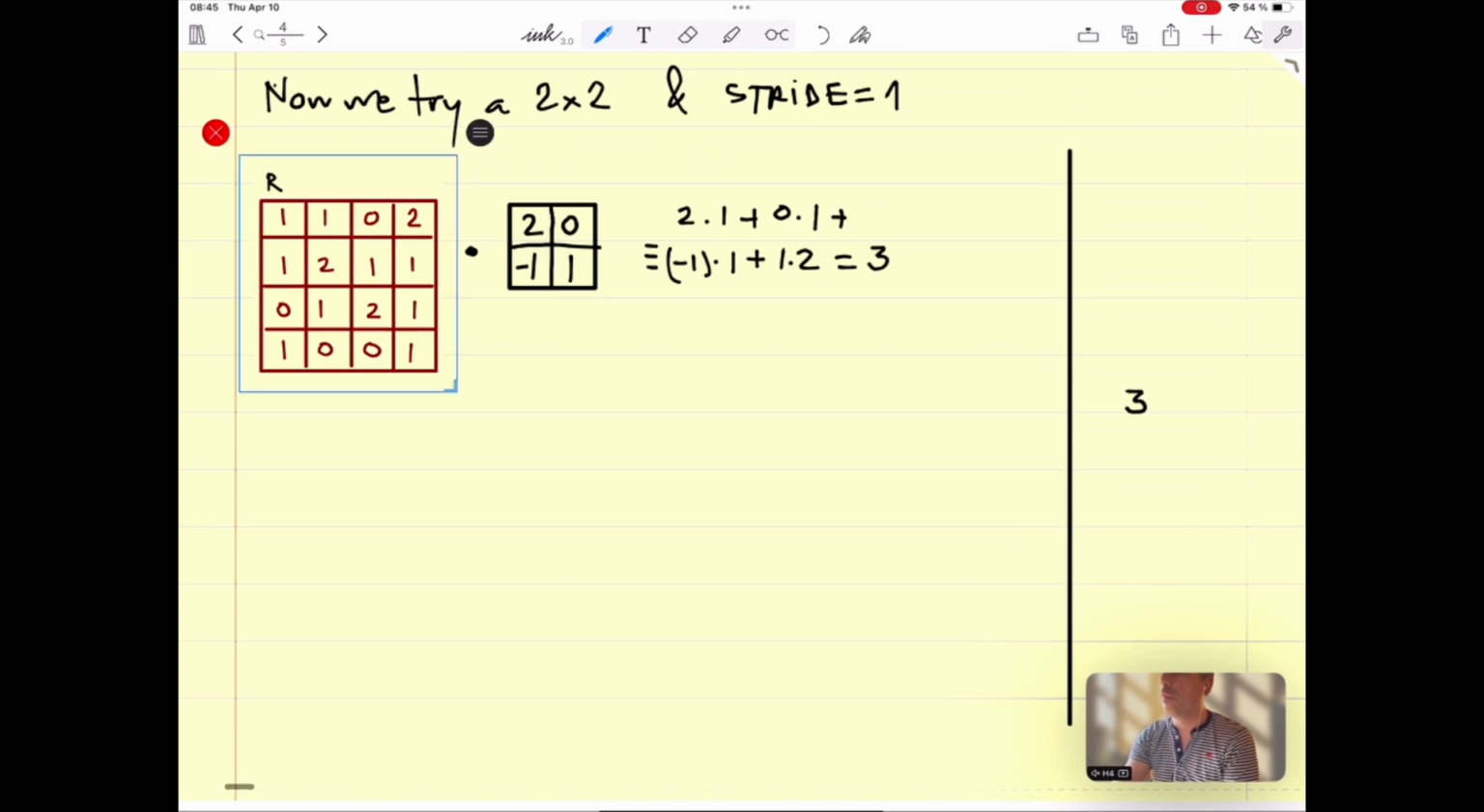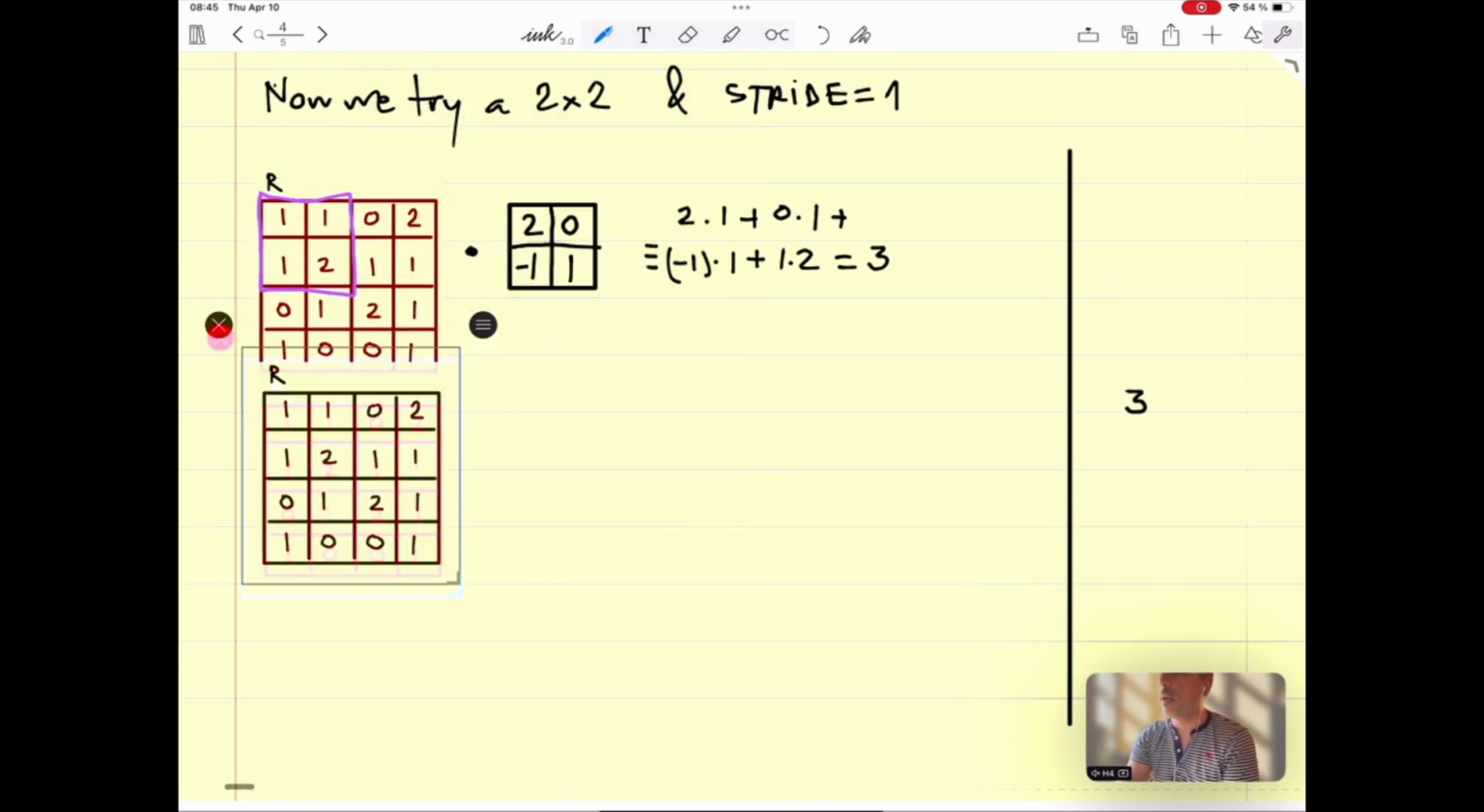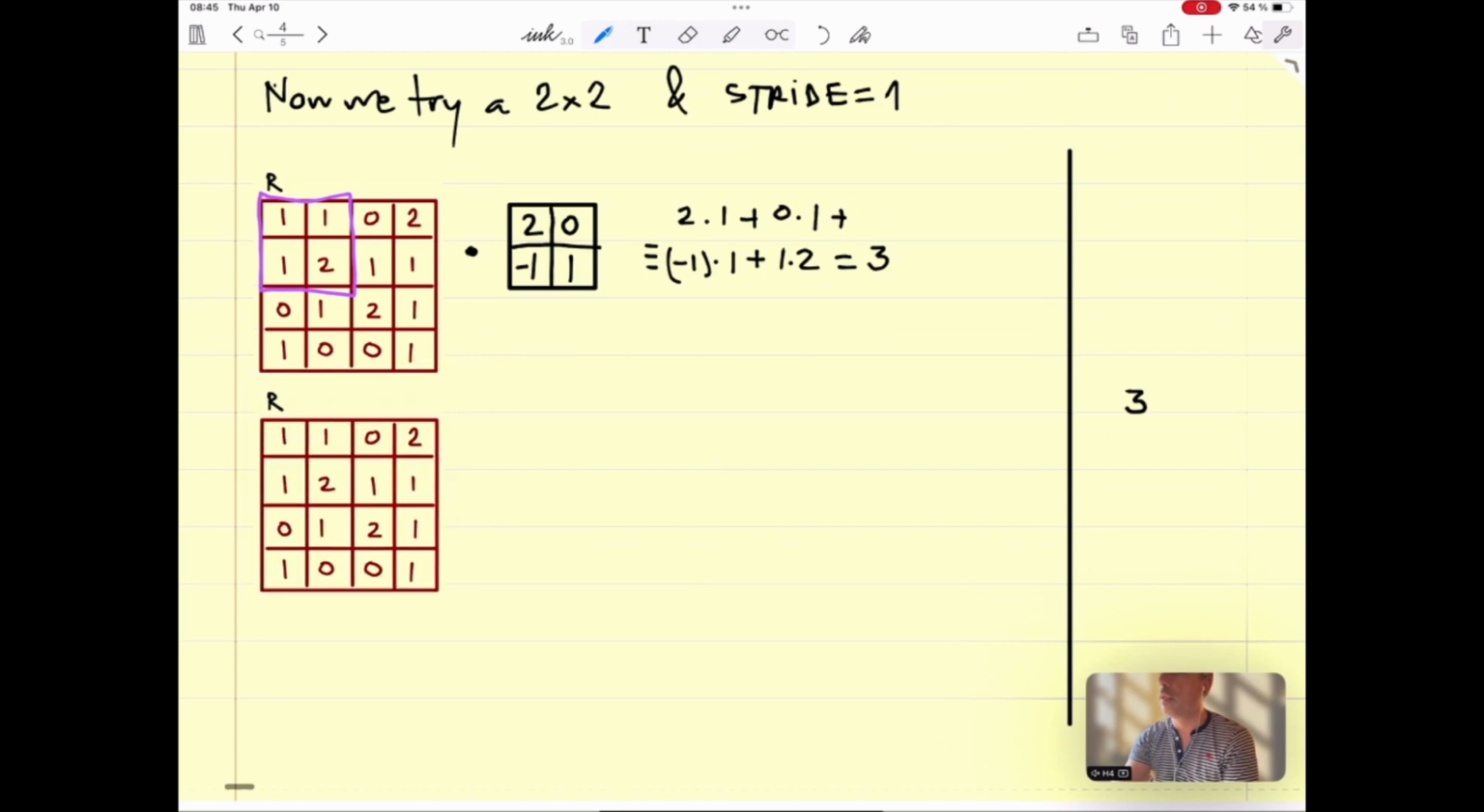We perform the same thing again, but with a stride here.